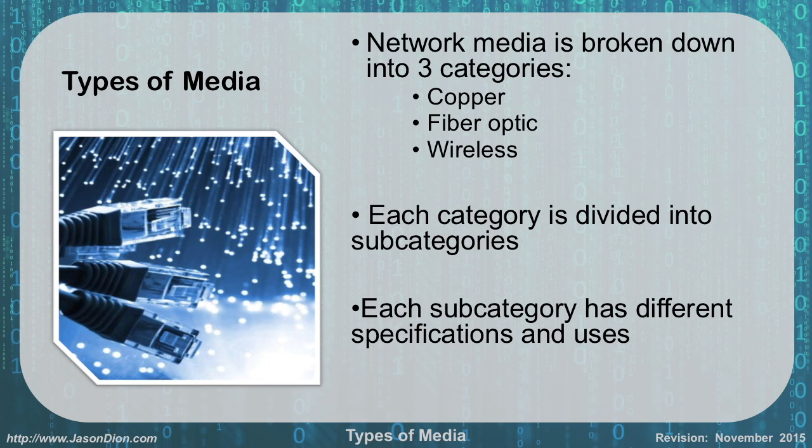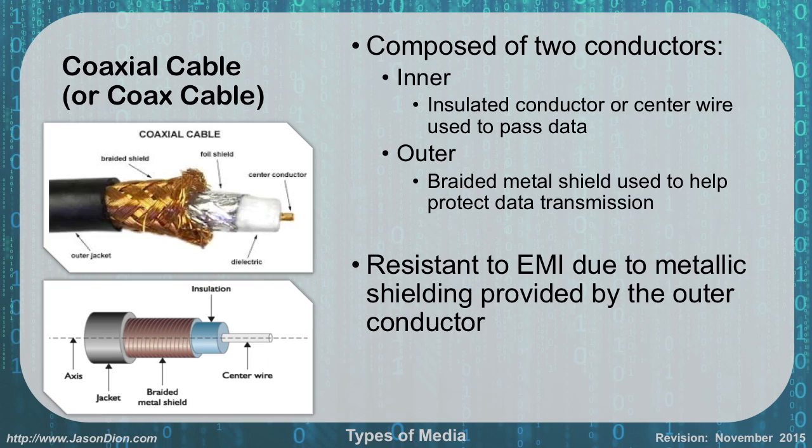For instance, a copper cable can be a cable TV cable that you use, or it can be a network cable, right? And each one is cabled differently, and each one has different requirements and specifications. So first we'll talk about coaxial cable, also known as coax cable. This is what you'd normally see on your cable TV.